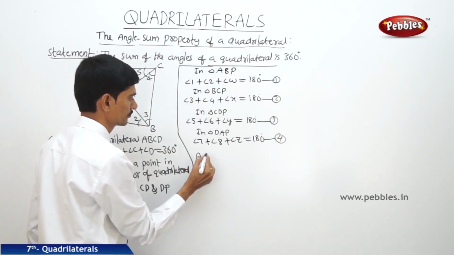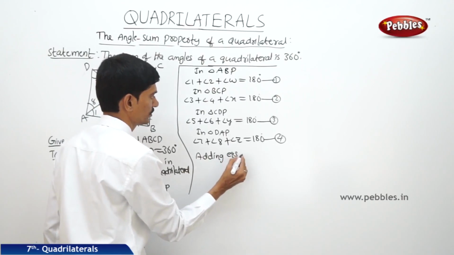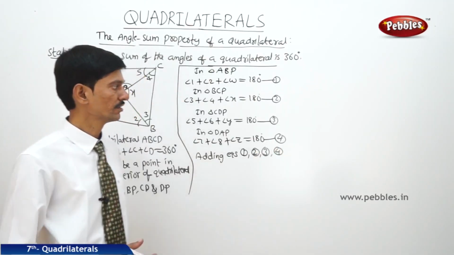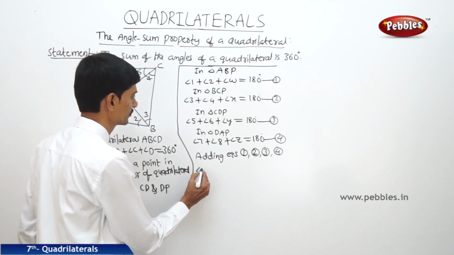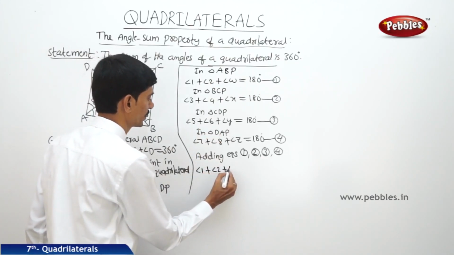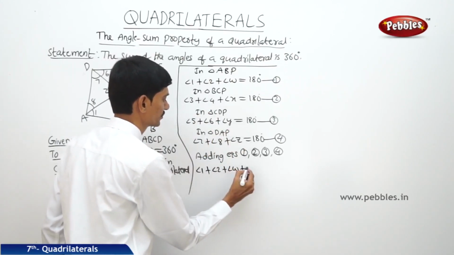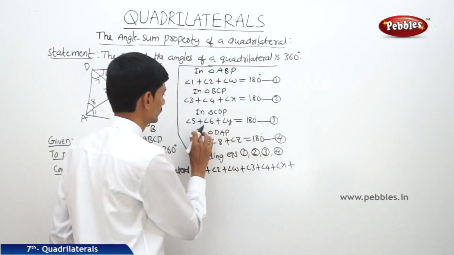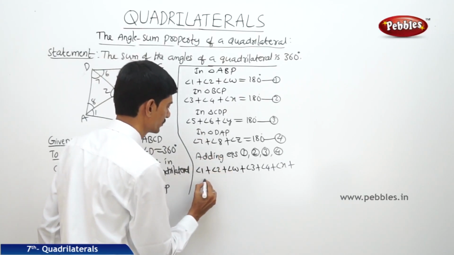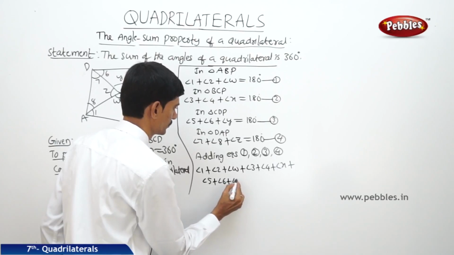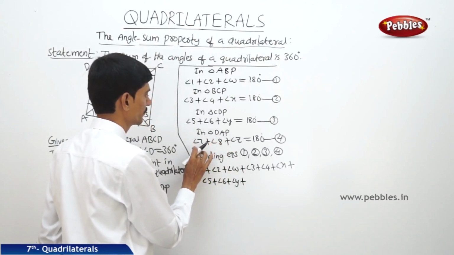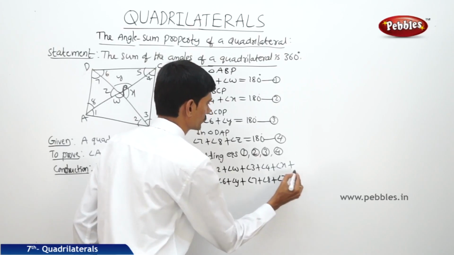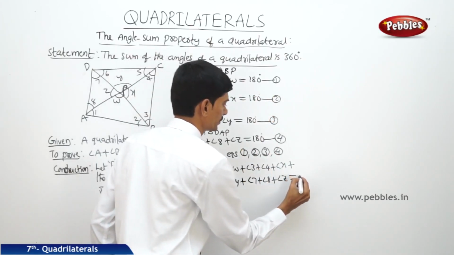Now adding equations 1, 2, 3 and 4. By adding all the 4 equations, we get angle 1 plus angle 2 plus angle W plus angle 3 plus angle 4 plus angle X plus angle 5 plus angle 6 plus angle Y plus angle 7 plus angle 8 plus angle Z equals 180 plus 180 plus 180 plus 180.